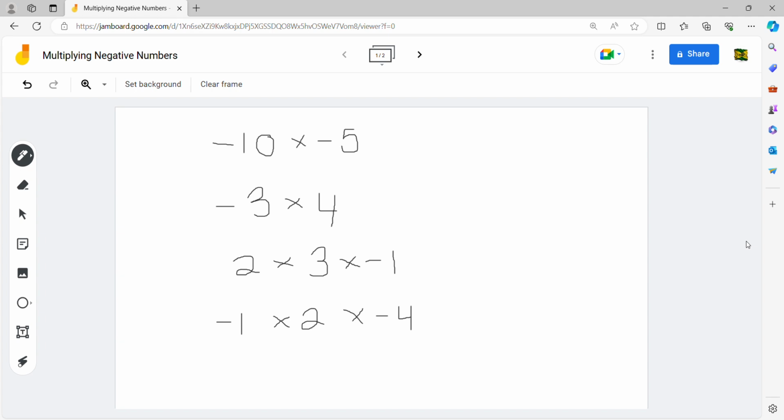Today we are multiplying negative numbers. This is very simple. You can understand it. You can get this right away.